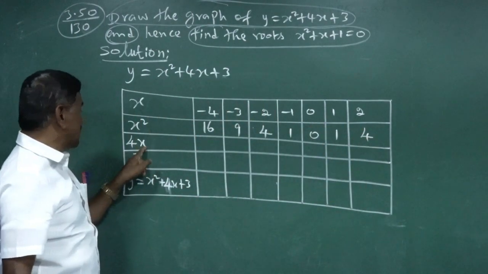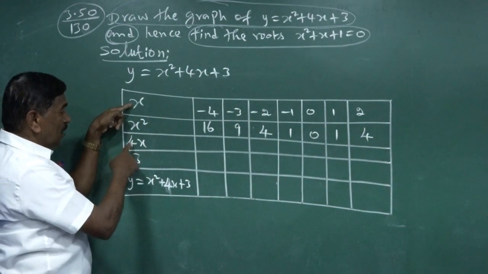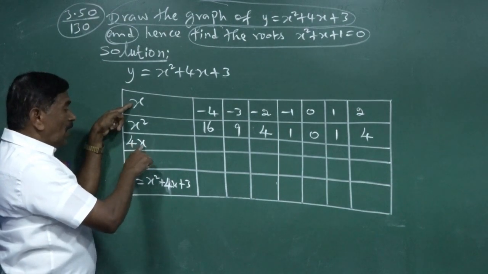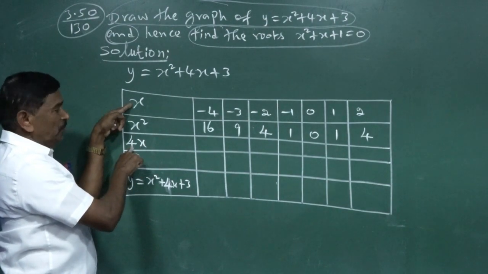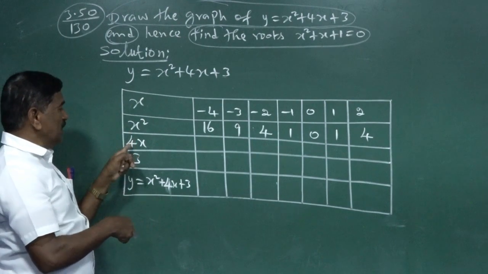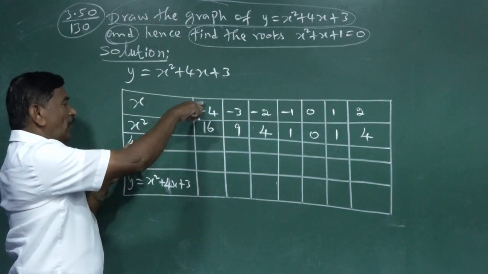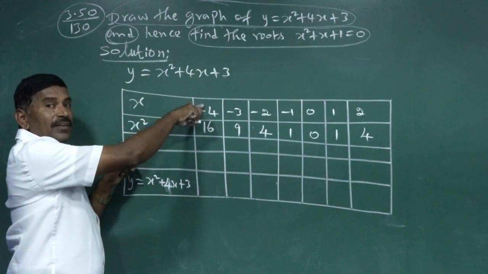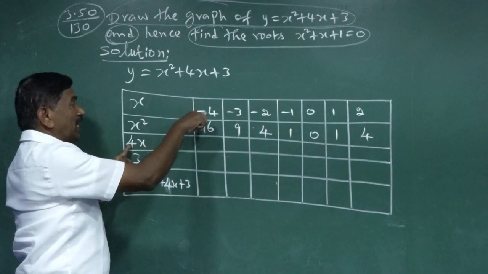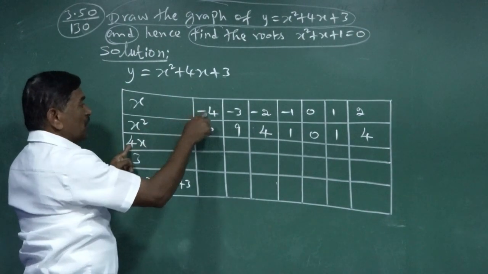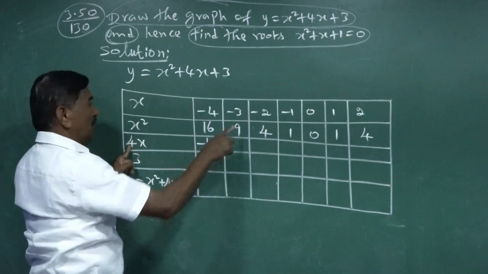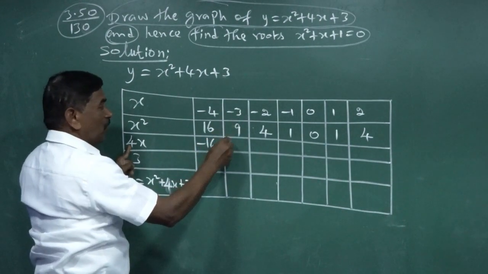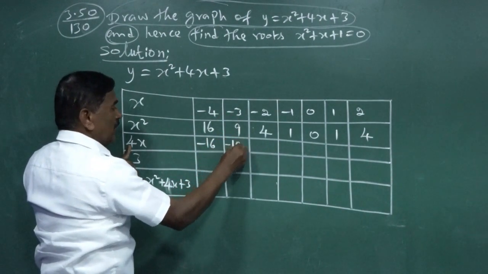Next, 4x. Here x is available, it is 4x, which means x multiplied by 4. That is the fourth row. Listen, 4x, it is x value. 4 fours are 16. But plus into minus is minus, so minus 16. 4 threes are 12, plus into minus, minus 12.